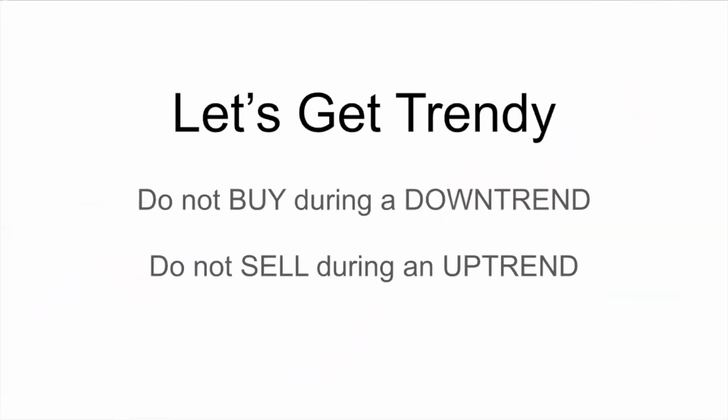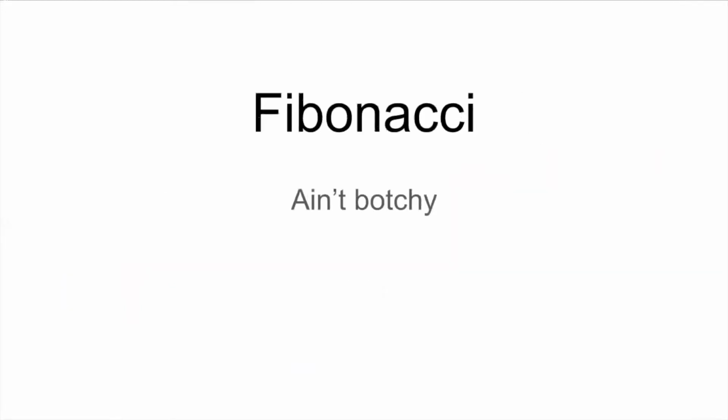General rule of thumb for trading: do not buy during a downtrend and do not sell during an uptrend. Pretty straightforward. We want the odds to be in our favor as much as possible. So if you're buying when price is tanking or selling when price is rising, you're putting the odds against you. So let's just keep it simple. Only buy during an uptrend and only sell during a downtrend. So that's how you recognize the trend. Super, super easy. So let's get into Fibonacci.